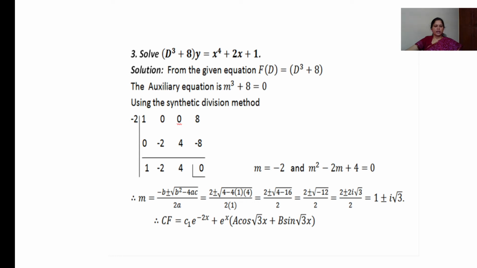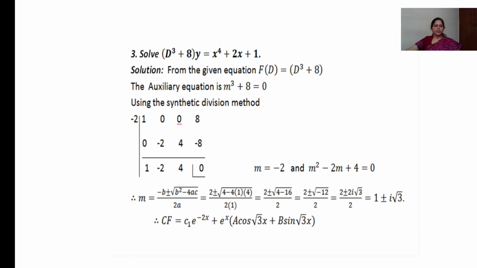Again we go for vertical addition. We will get 4. Then 4 has to be multiplied with minus 2, which gives minus 8. Again we go for vertical addition. We will get 0. So the last value is 0, which means m cube plus 8 is equal to 0 is satisfied with minus 2. So we can consider that one of the roots of the equation is minus 2.